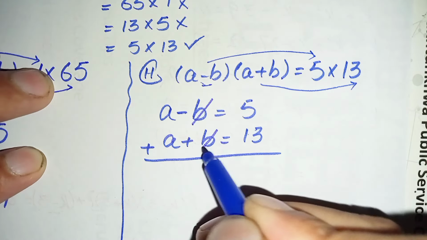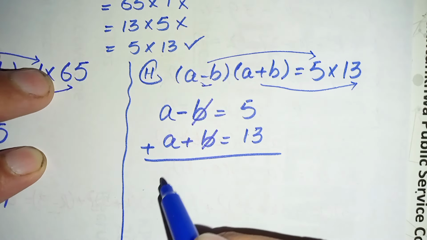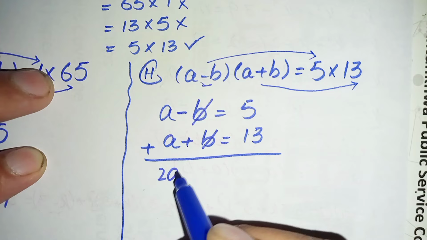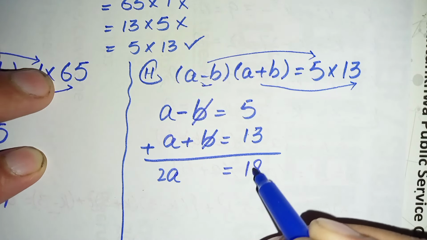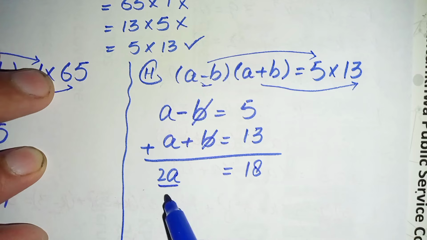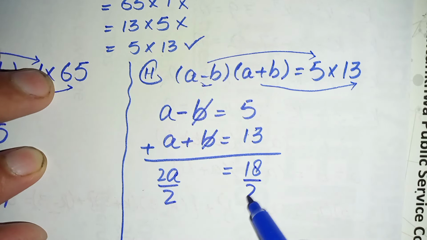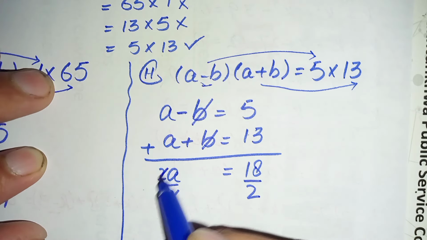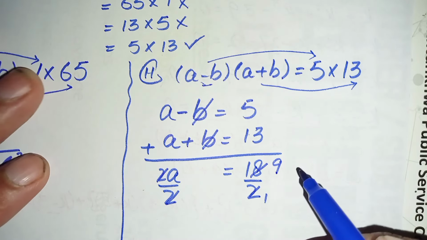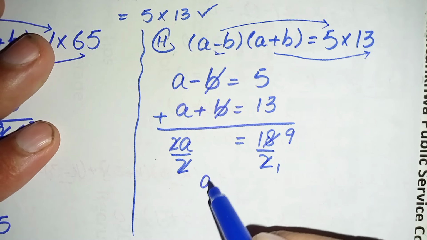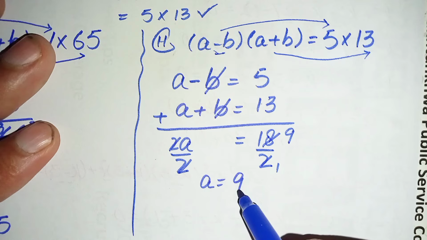Now again we will add these two equations to find the value of A. So this minus B and this plus B will be cancelled. A plus A is 2A is equal to 13 plus 5 is 18. Now we will divide both sides by 2. This 2 and this 2 will be cancelled. 2 times 1 is 2, 2 times 9 is 18. So the value of A will become 9.